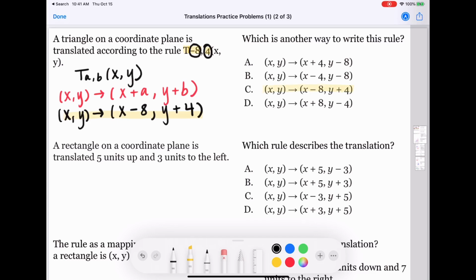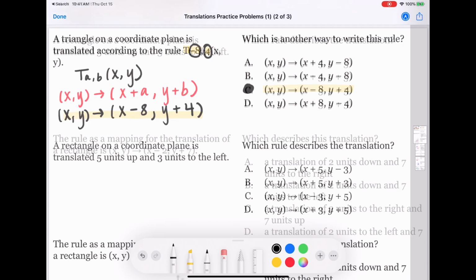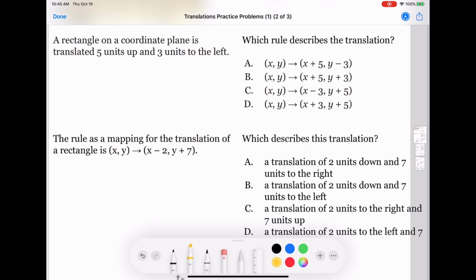In our answer choices, we are looking for the mapping rule that follows this format. C is the only mapping rule that is exactly similar to the mapping rule that we just created. Therefore, C is our answer choice. Let us go ahead and look at our next problem.